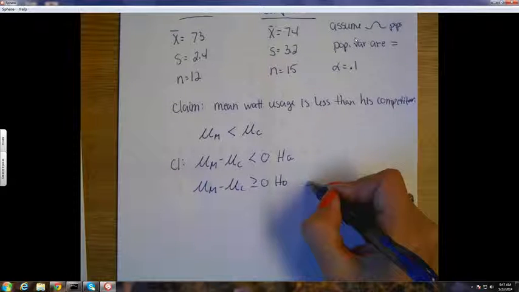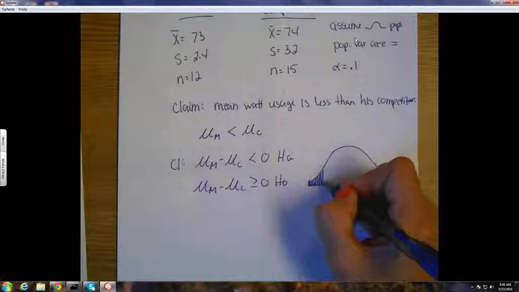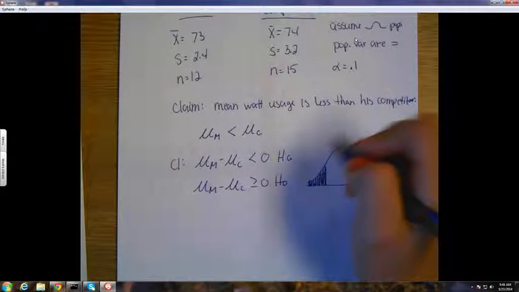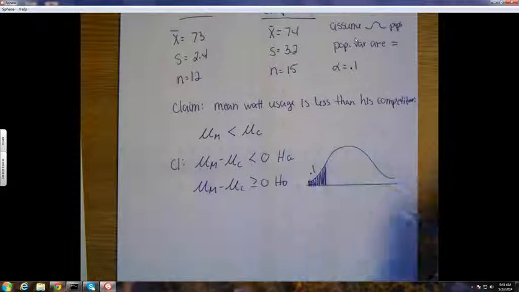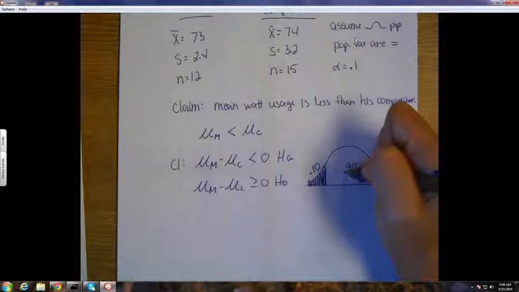Left tail test. How much is shaded? 0.1. Not 0.01. People missed that on the last test. Confused the 0.1 with 0.01. That's actually 0.10. 10%. Yeah. That was several.